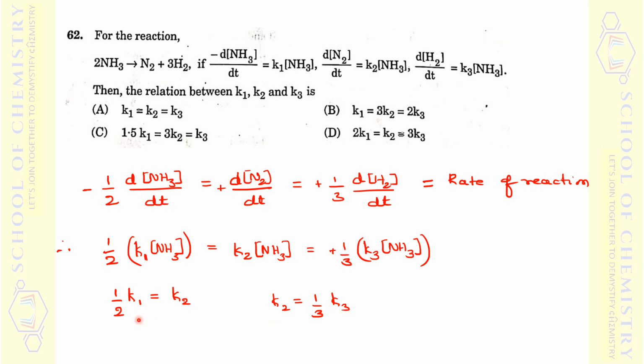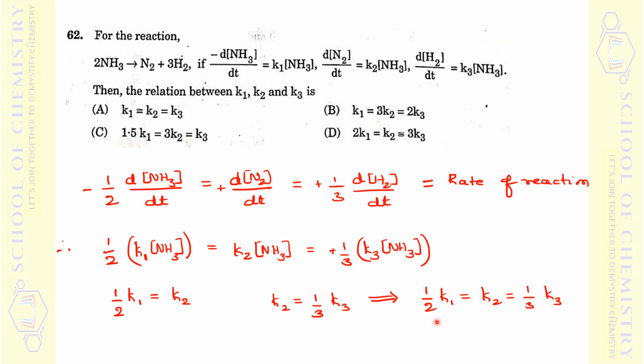So now we have two equations. The first equation says 1 by 2 into K1 is equal to K2. The second equation says K2 is equal to 1 by 3 into K3. So because K2 is common, we can write that 1 by 2 K1 is equal to K2, and that will also be equal to 1 by 3 K3. So essentially the answer that we have to work out is in this format itself.